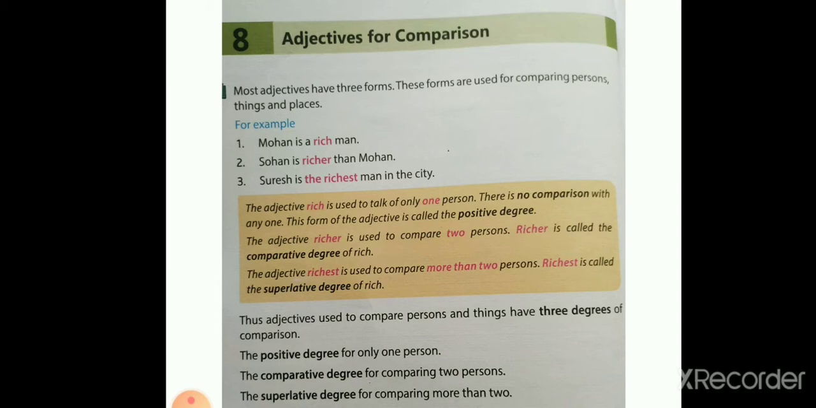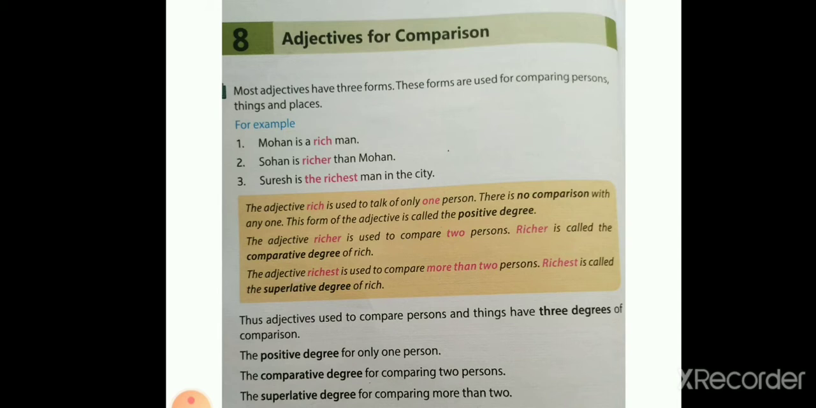Now, in the first sentence, there was no comparison, children. That was a simple positive sentence. The next sentence showed us the comparison between two of them, Sohan and Mohan. Now, Suresh is the richest man in the city, which is comparing him with more than three or four people. Understood, children? So these are the differences in comparisons.